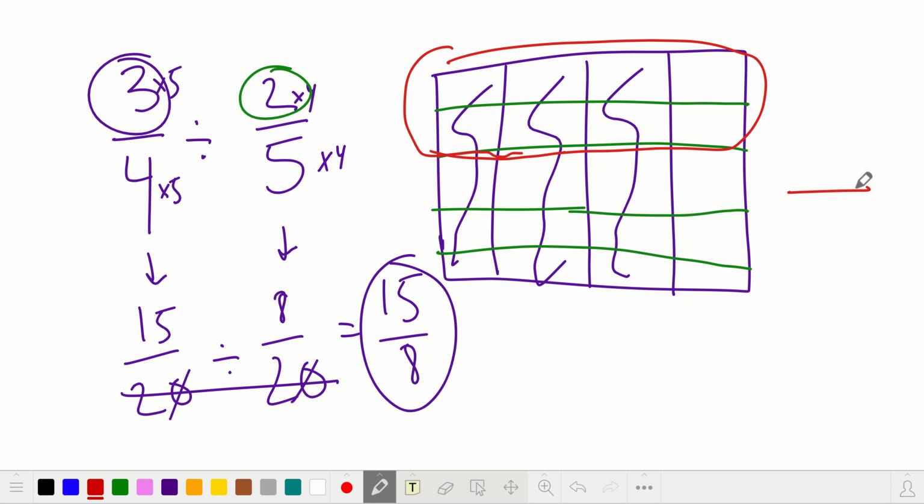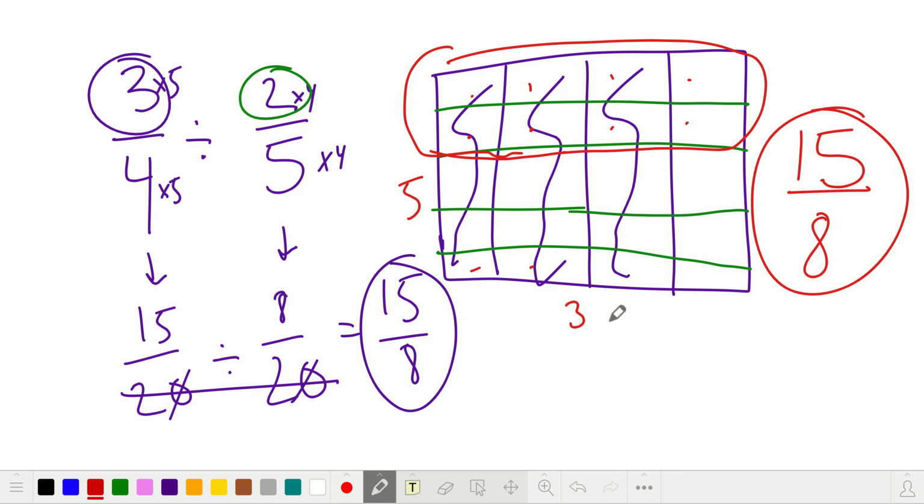Now, for your quotient, it's going to be how many you have shaded in total. So I'm going to use multiplication here. I see 1, 2, 3, 4, 5 times 1, 2, 3. So I see a total of 5 times 3, 15 shaded in. And then your denominator, how many you have circled. So 1, 2, 3, 4, 5, 6, 7, 8. And there you go. You get 15/8 as your quotient. And that's it for dividing fractions by fractions.